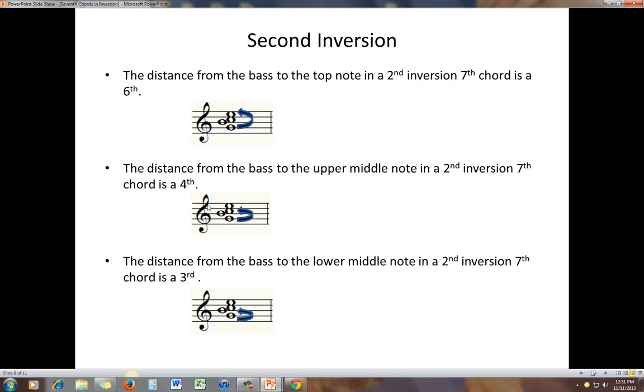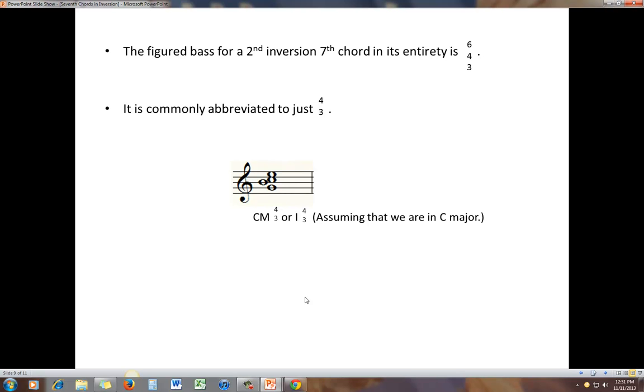A second inversion seventh chord, again from the root to the top, is a sixth, from the root to the upper middle is a fourth, and from the root to the lower middle is a third, and notice this time it is written to the left. Doesn't matter, could be either side. The figured bass for a second inversion seventh chord is 6-4-3, and this one is commonly abbreviated to 4-3. Why? Because it's the fourth and the third above the bass where the second is. So here again, that's the defining characteristic of an inverted seventh chord.